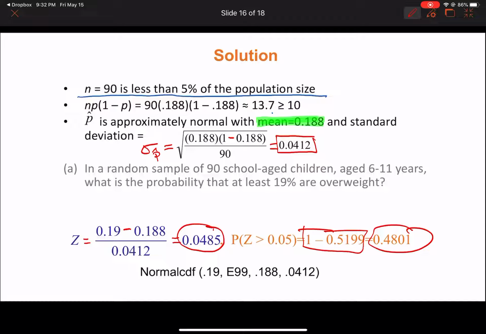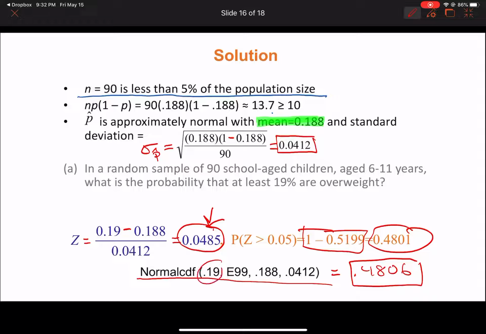I'm going to put it in my calculator really quickly, because I forgot to do that before. Comma 0.188, comma 0.0412. With my calculator, I got 0.4806, which is really close to 0.4801. That's because I rounded the z-score to 0.05. So it's really important to remember it's normal CDF.